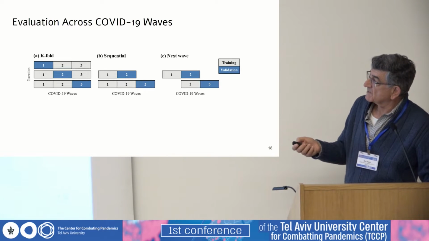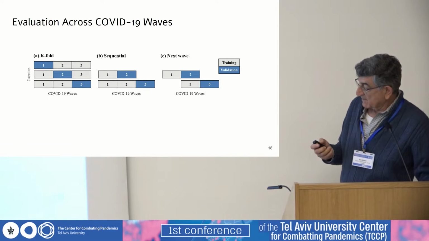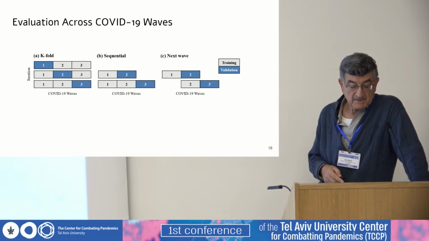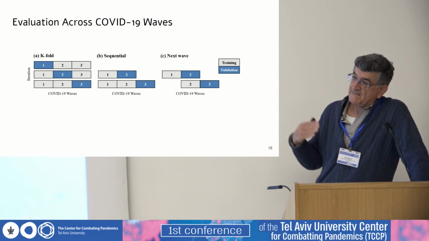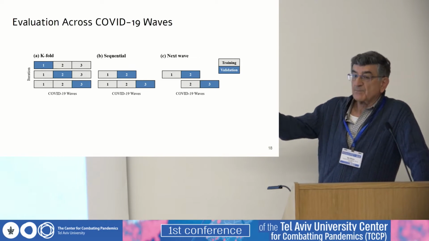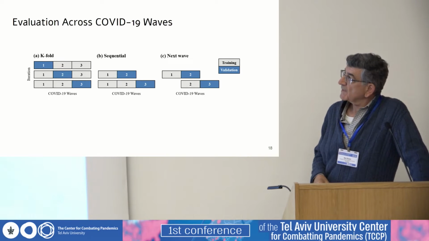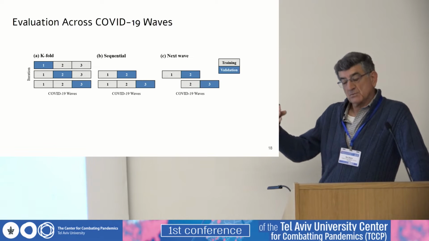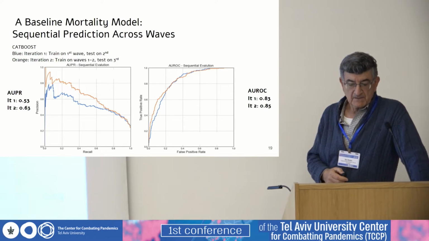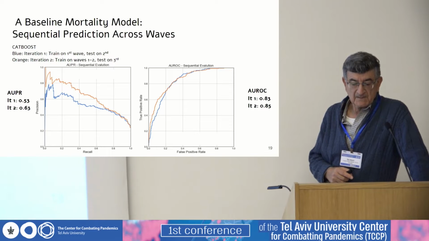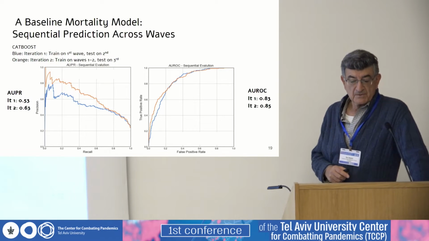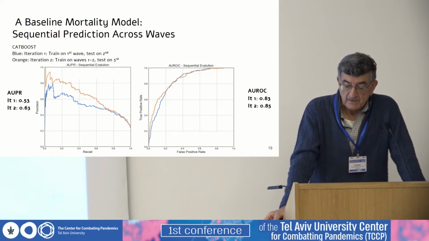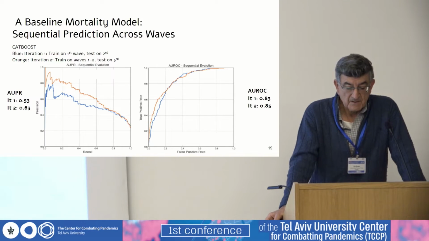So K-fold is just separating by the training across waves. Sequential uses the past waves to learn and predict on the next one. And the next wave uses only data from the current wave in order to predict on the next one. And here you see again a baseline mortality model for sequential prediction across waves. On the left, you see the AUPR. And on the right, you see the AUROC.